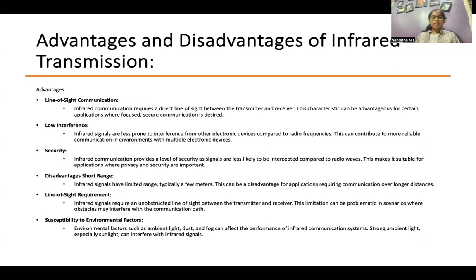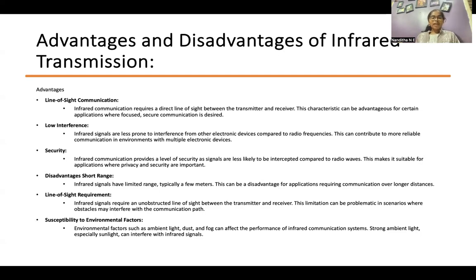Advantages and disadvantages of infrared transmission. Advantages. Line of sight communication. Infrared communication requires a direct line of sight between the transmitter and receiver. These characteristics can be advantages for certain applications where focused, secure communication is desired.